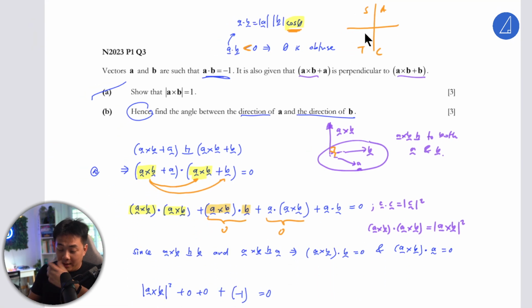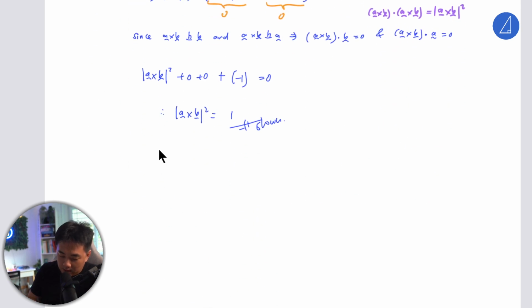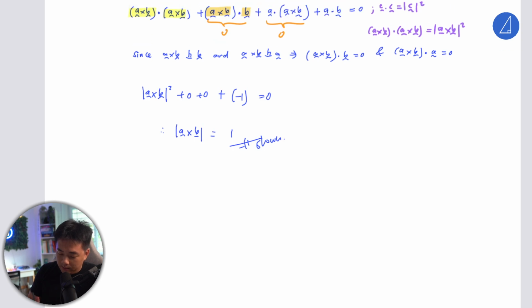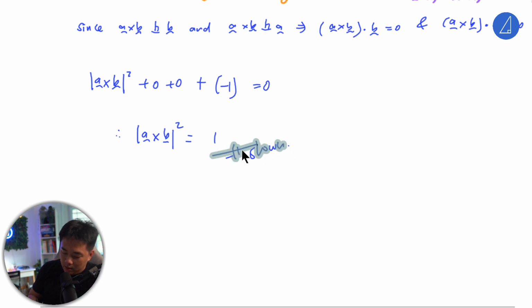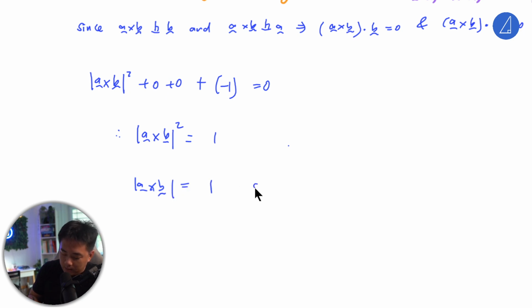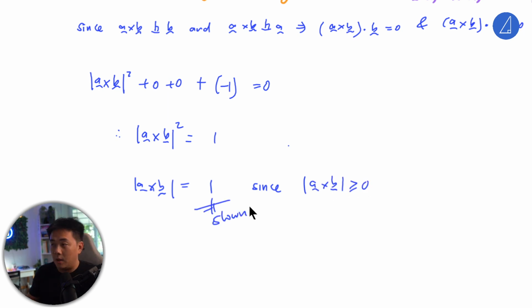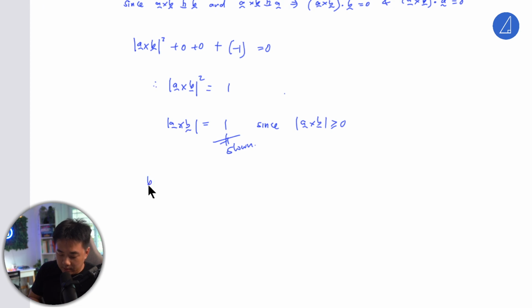Whereas for sine, you can't really tell. Because mod A cross B is mod A mod B sine theta, but from sine theta you can't tell whether it's the first or second quadrant. So it doesn't show you that. So we just write those two things down. This is squared, so I haven't finished this. So this will just be mod A cross B equals 1.